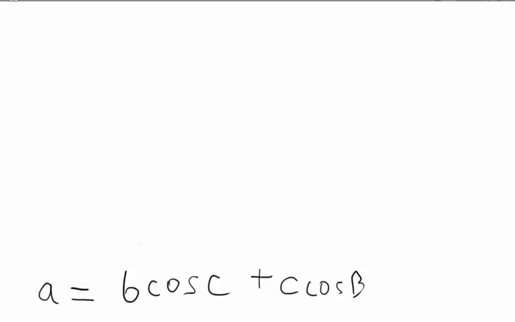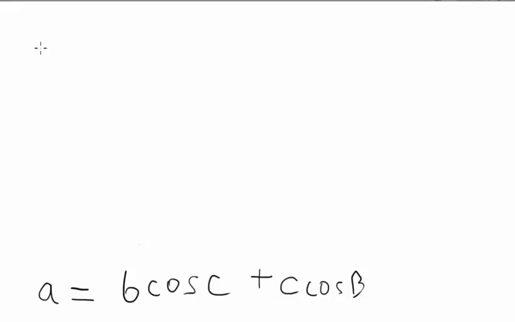Alright, so we have this projection formula in terms of A, and I want you to notice the pattern. First of all, on the left hand side we just have one side of a triangle, which is A. On the right hand side we have the other two sides of a triangle, and they are multiplied by a cosine term. If we have B here, it's multiplied by cosine of C. If I have C here, it's multiplied by cosine of B. So there's definitely a pattern.